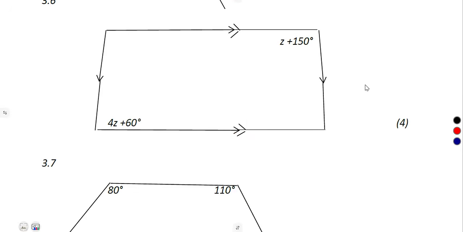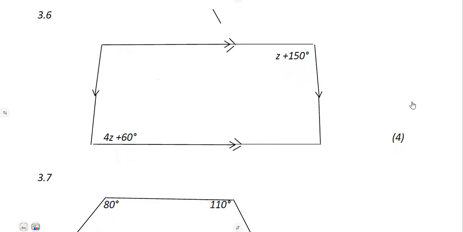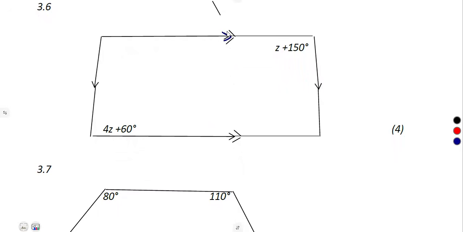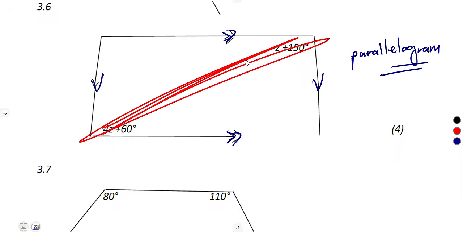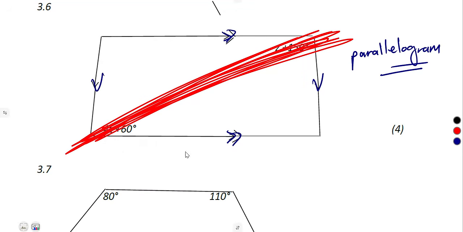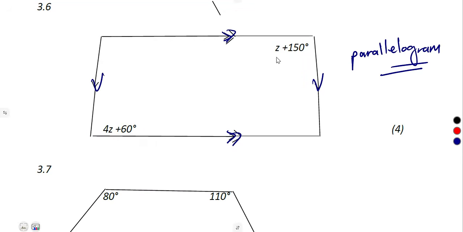All right, so 3.6, we have got another condition here. If we check properly, we can see that there are parallel lines here, and also these two, they are parallel. So that makes this shape a parallelogram. So if it is a parallelogram, what is it about these two angles? Opposite angles. From the properties of a parallelogram, I explained that opposite angles are equal. So we can equate these two angles.